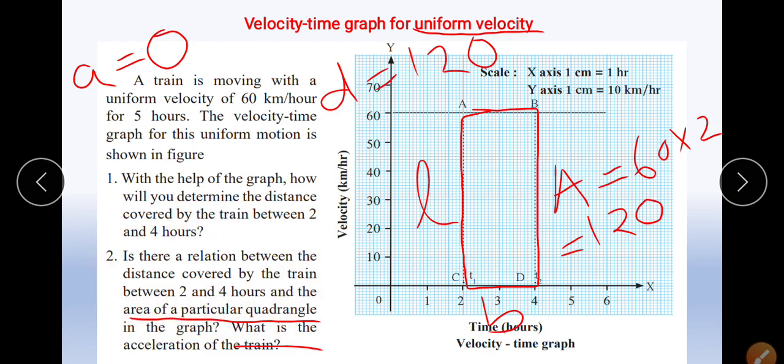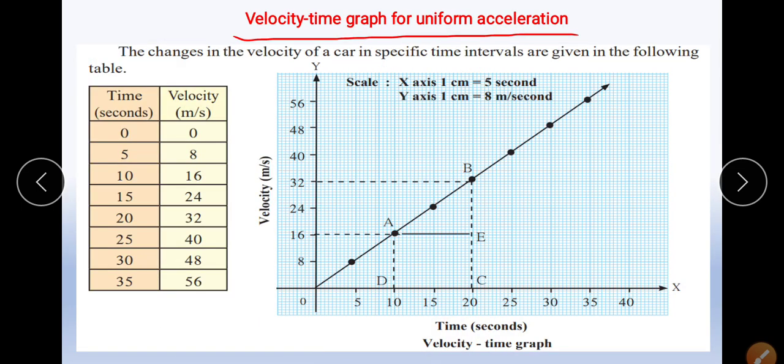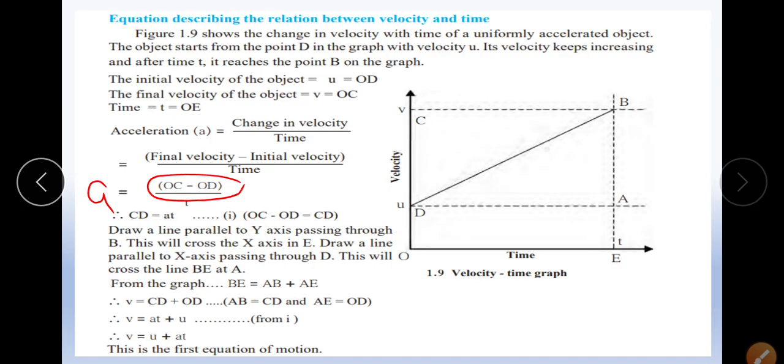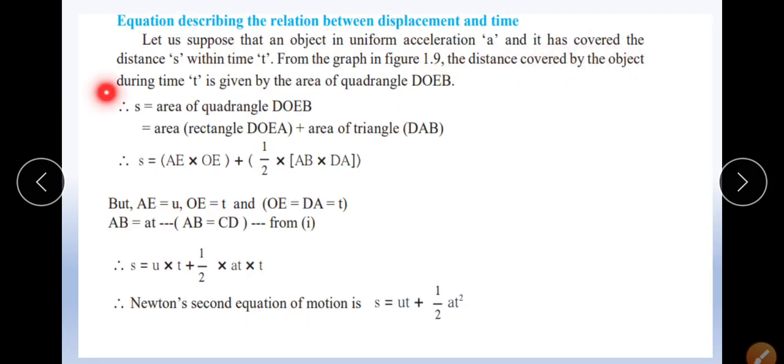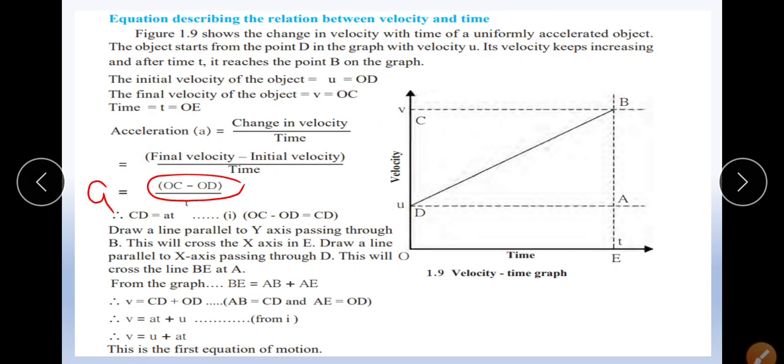Here we have seen that the area under the velocity time graph gives the displacement of the object in the given time interval. So here also they say the distance covered by the object during the time t is given by the area of the quadrangle DOEB. In order to find the area of this quadrangle, we will split it into two parts. There is a triangle here, and here it is a rectangle.